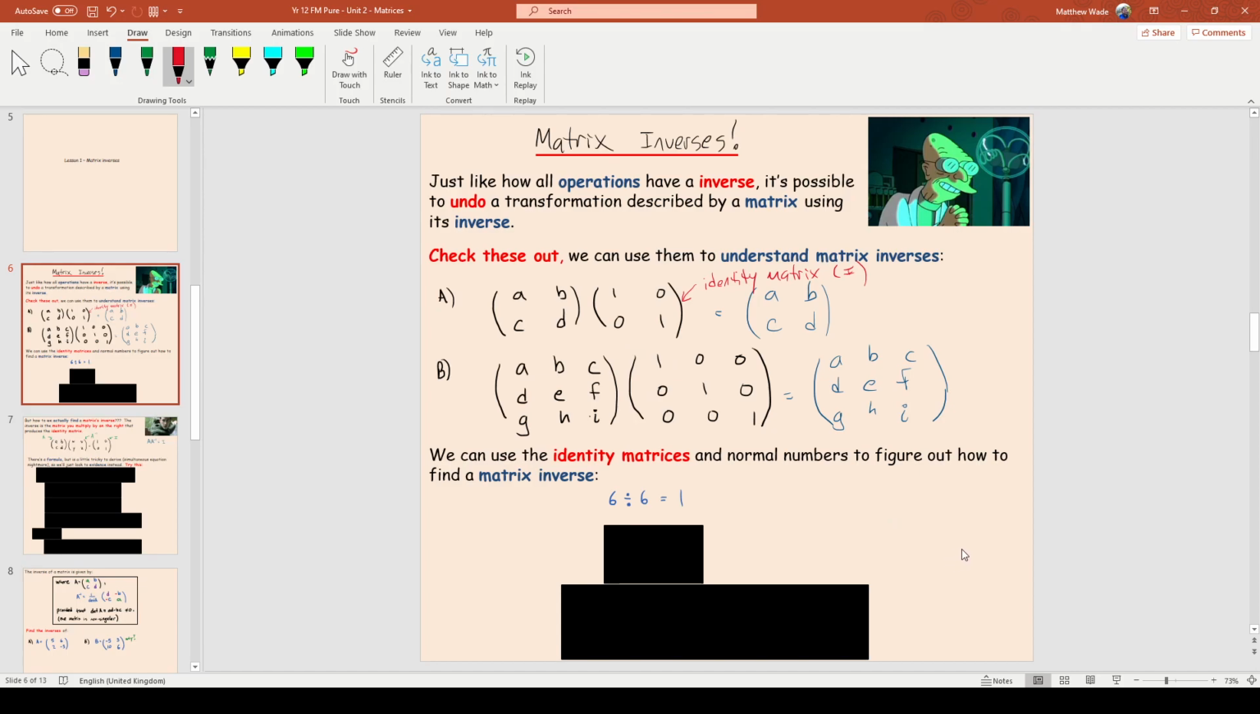Now, basically, this identity matrix is super important, and you'll maybe see why. What if I told you that the 1 in multiplication is really important?